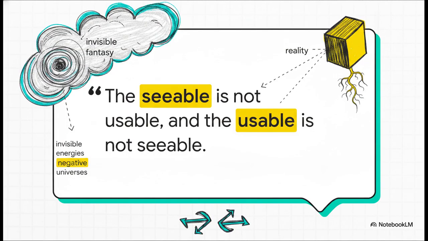To really ground this idea, the text points to ancient Taoist philosophy. It quotes, "The fantasy is no fantasy, and the reality is no reality. The seeable is not usable, and the usable is not seeable." This ancient wisdom perfectly anchors the modern framework we're looking at. It's essentially suggesting that the invisible energies, the stuff we might usually write off as just fantasy or empty space, could actually be the most vital, functional parts of reality.